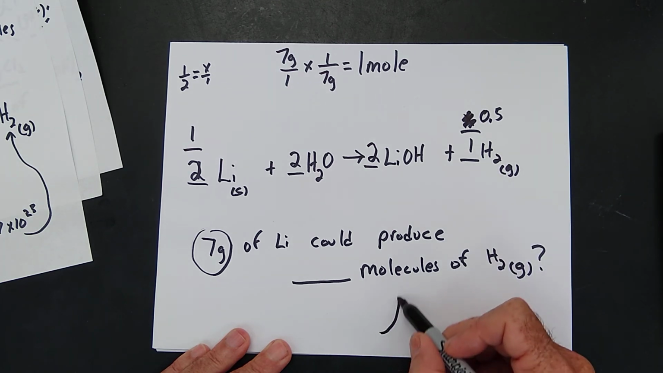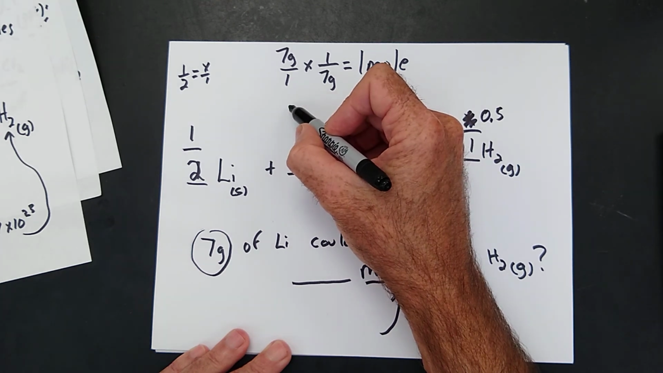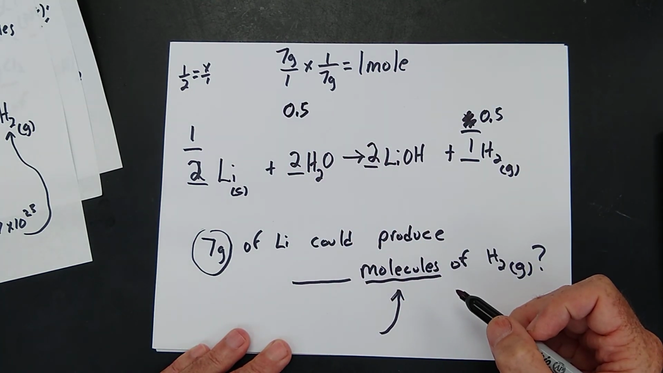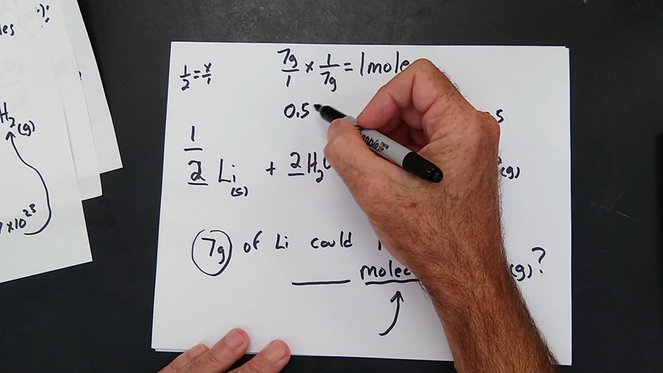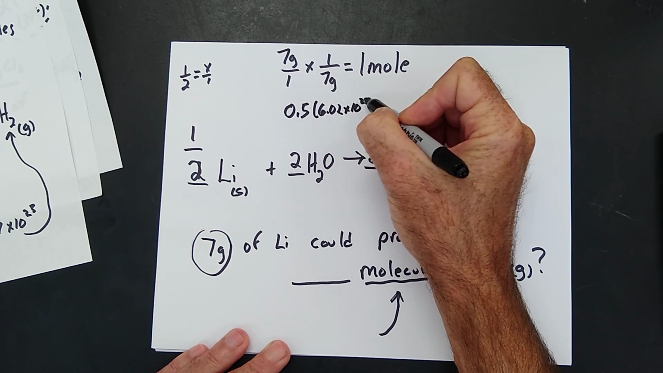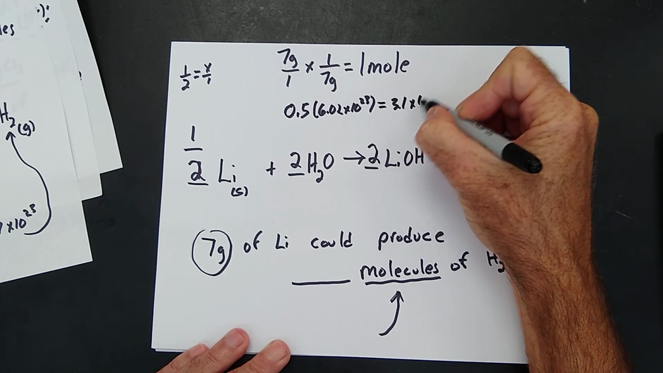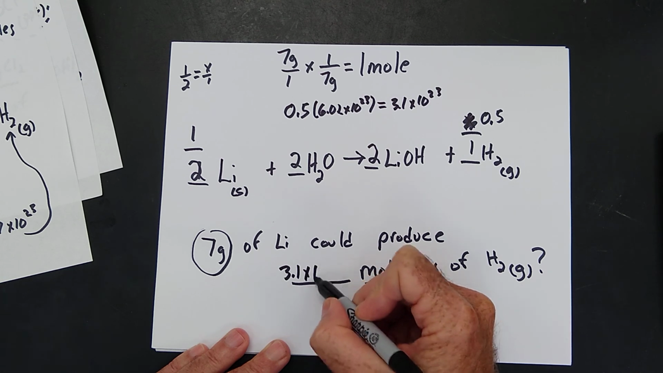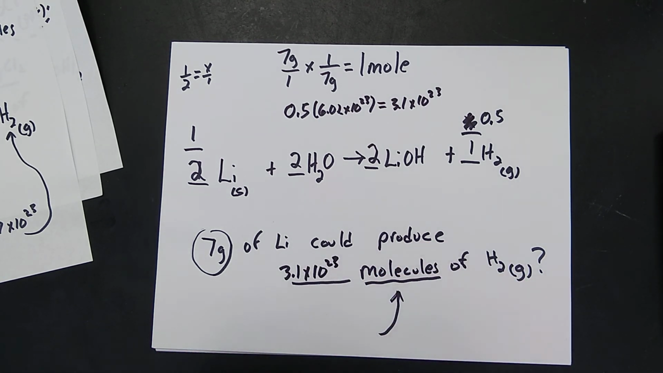But the question said, how many molecules? How are we going to convert 0.5 moles to molecules? Well, that means half of the number of molecules. 0.5 times 6.02 times 10 to the 23rd. That's going to give us 3.1 times 10 to the 23rd molecules of hydrogen gas. That's it. That's the secret. That's how you do it. Good luck.